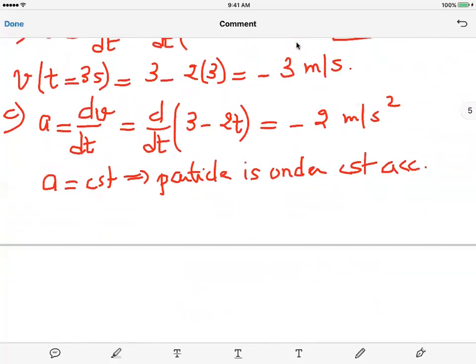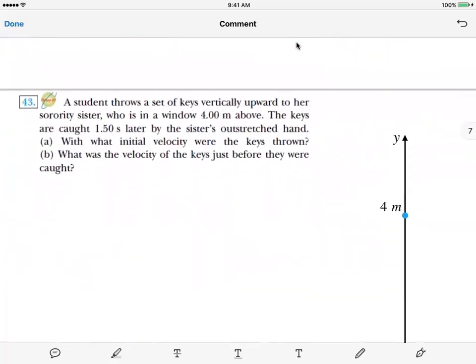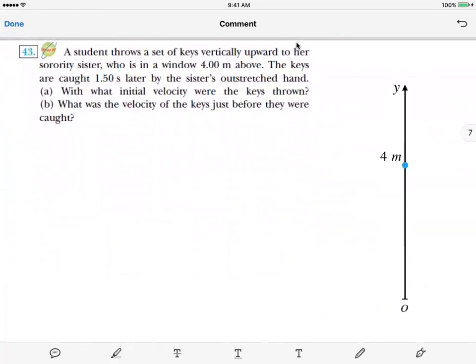Now let's move to the next one. Let's read the given. A student throws a set of keys vertically upward to her sorority sister, who is in a window 4 meters above. The keys are caught 1.5 seconds later by the sister's outstretched hand. Part A, with what initial velocity were the keys thrown? And part B, what was the velocity of the keys just before they were caught? So these are the two questions.